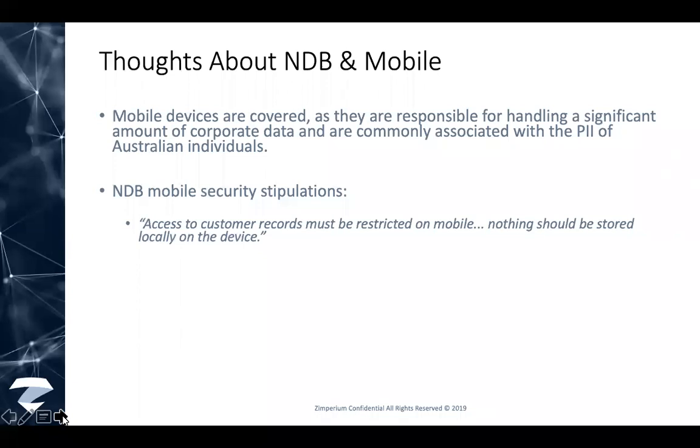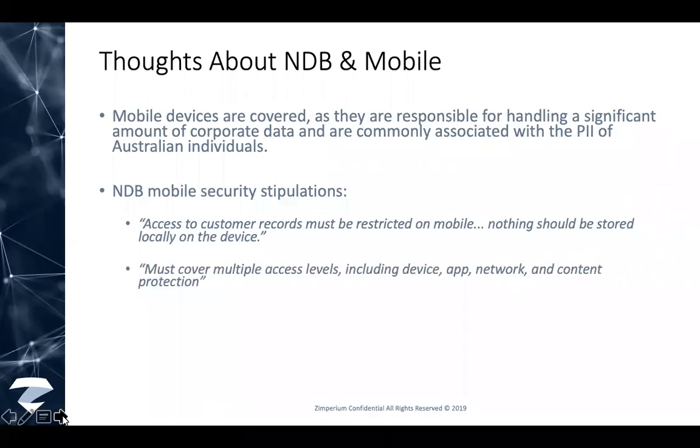The first one is that access to the records must be restricted on mobile and nothing should be stored locally. Again, this has to do with what happens if you lose the device. What happens if a hacker actually takes over that device and therefore has access to all the files that are on there. But it also has to do with access. So any of those records, you got to restrict it. You got to have some sort of a means of being able to do it. When it comes to some of the cyber related stuff, you have to cover multiple access levels, including some of the ones I was just talking about. Device, app, network, and content protection, I think is a pretty interesting one as well.